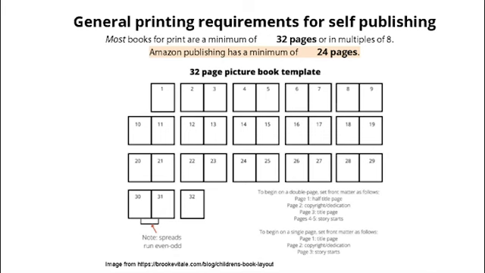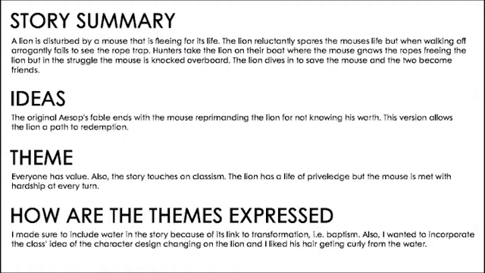This is also standard. The summary of this story is a lion is disturbed by a mouse that is fleeing for its life. The lion reluctantly spares the mouse's life, but when walking off arrogantly, fails to see the rope trap. Hunters take the lion on their boat where the mouse gnaws the ropes, freeing the lion, but in the struggle, the mouse is knocked overboard. The lion dives in to save the mouse, and the two become friends.